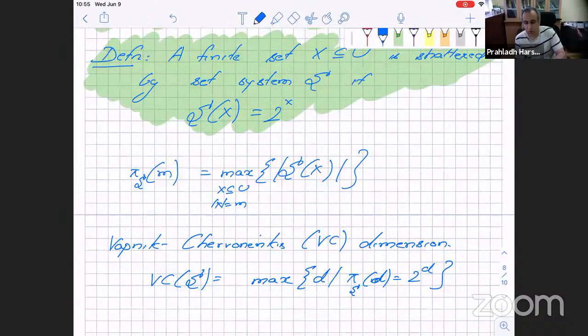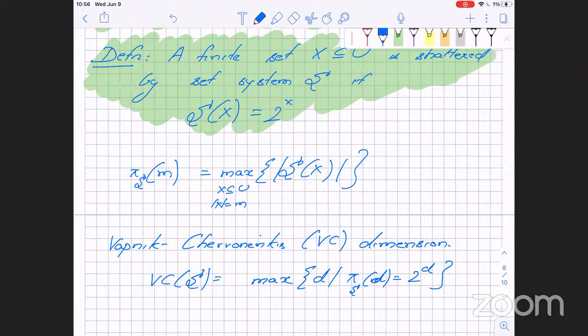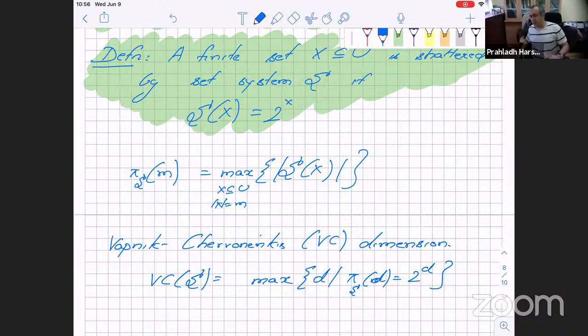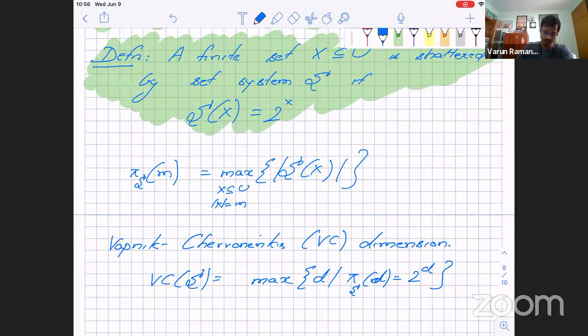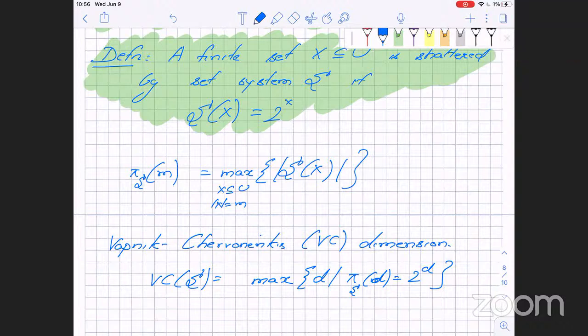It's the maximum: if there exists a set of size d that is shattered, then VC dimension is at least d. Yeah, it's a max. If ever there's a set of that size that is shattered, then VC dimension is at least that size. If there's no set of that size that is shattered, VC dimension is strictly smaller than that. I'm not saying that every set of that size is shattered. It's the largest size such that there exists a set of that size that is shattered, and no larger set is shattered.